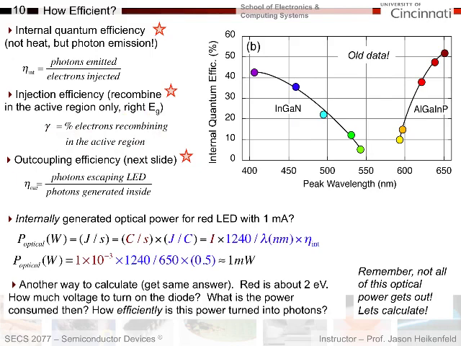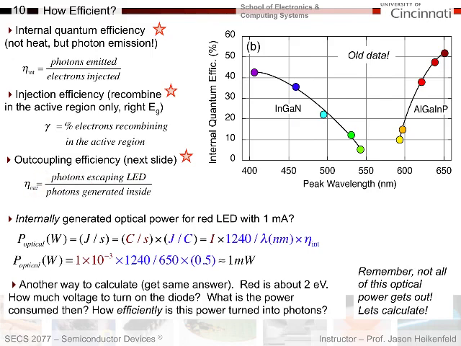The third bit to efficiency is outcoupling efficiency, and we'll go into details for that on the next slide. That basically is how many photons get out. So, how many photons are generated inside, how many photons escape. Most of them, you'll see, it's difficult for them to escape, so this, of course, is less than 1 in terms of efficiency as well.